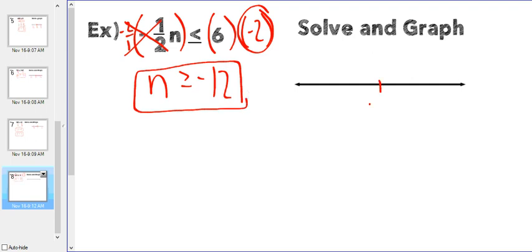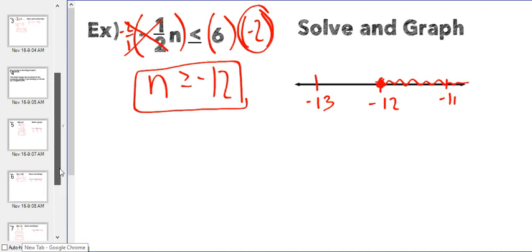Plot those on my number line, -12 there, -11 there, -13 over there to the left. It's an or equal to, so closed on -12, points to the right, and I would want to make sure I shade that same direction to the right.